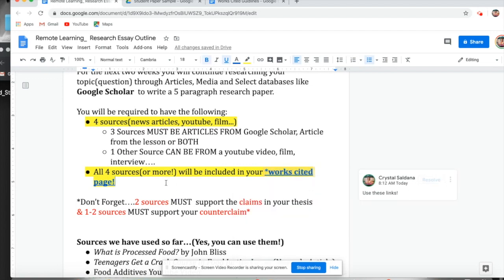So on the annotated sample, if you're like, what is she talking about? I'm going to show you in a second. When I say annotated sample, I mean the student sample, that's right.